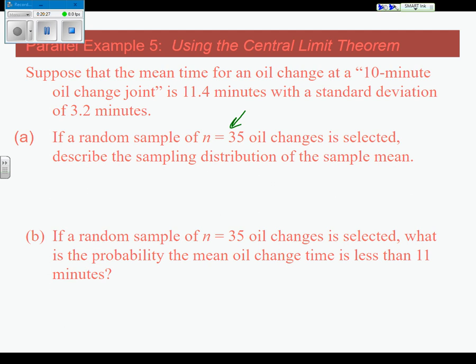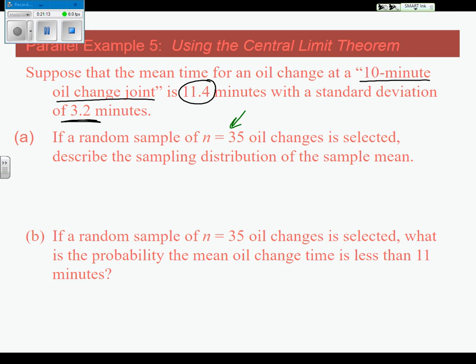Now, it says suppose that the mean time for an oil change at a, quote, 10-minute oil change joint is 11.4 minutes. I really didn't want to throw anybody under the bus on this, so I left their name out and just put this in because it actually takes them 11.4 minutes on average to change your oil. All right? So I don't want to get in trouble with anybody. Now, if someone was to come in, it's going to take them, on average, 11.4 minutes to change the oil, but the standard deviation for it is kind of large, 3.2.